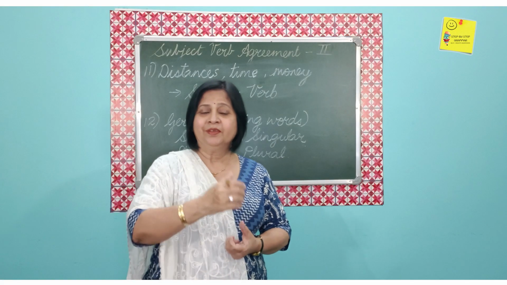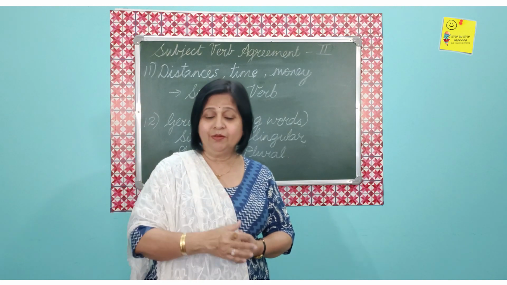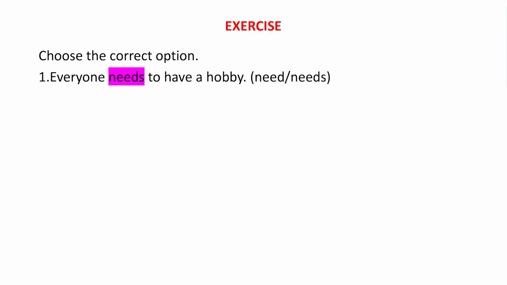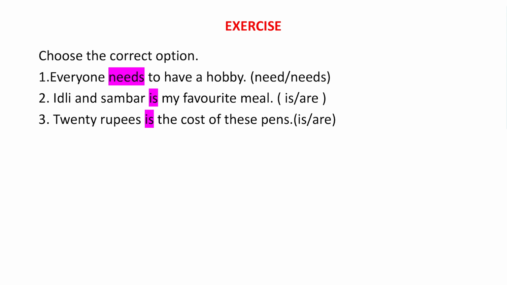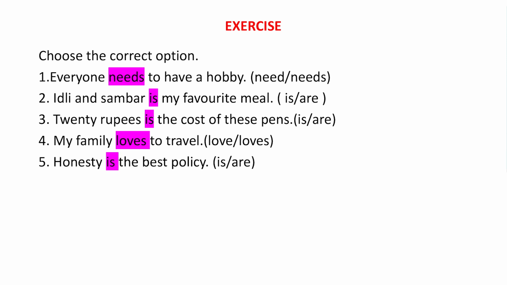Answer time, everyone. Everyone, we always take a singular verb. So everyone needs to have a hobby. Then idli and sambar, we take it as one unit only, is my favorite meal. This rule we had covered in part 1. Then 20 rupees, we did it today itself. Money is the cost of these pens, is the singular verb. My family, family taken as one unit together, so it will take a singular verb: loves to travel. Honesty, an abstract noun, will always take a singular verb, that's is.